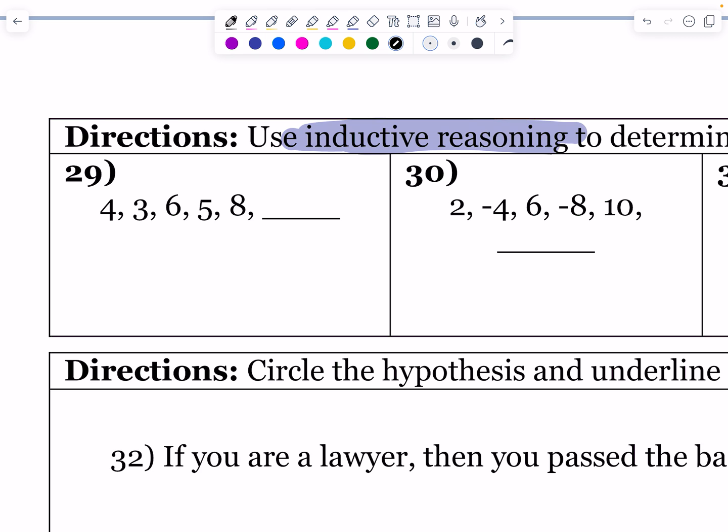So let's look at this. How do I go from 4 to 3? I decrease 1. But then all of a sudden I increase from 3 to 6. I'd have to add 3. And then from 6 to 5, decreases 1. And then from 5 to 8, that increases 3. So this looks like a continuing pattern. So what would be our guess? What is 8 minus 1? That would be 7. So our next item in the pattern would be 7 based on that pattern.